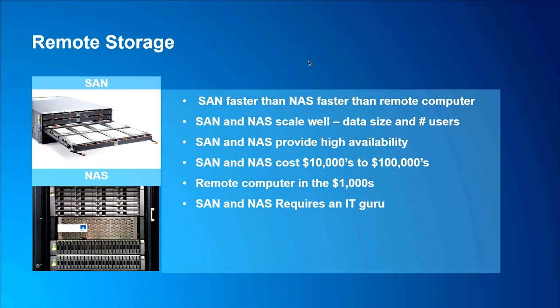So let's talk about the remote storage options. When it comes to performance, the file server, where you just stand up a machine, is the slowest one. The SAN and NAS will usually outperform that. They cost more money, though. The SAN is going to be faster than the NAS in general, because SANs are doing block level access, and that's usually more efficient. They both scale well. They both can provide high availability.